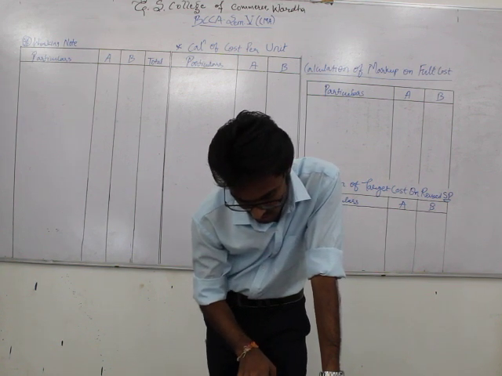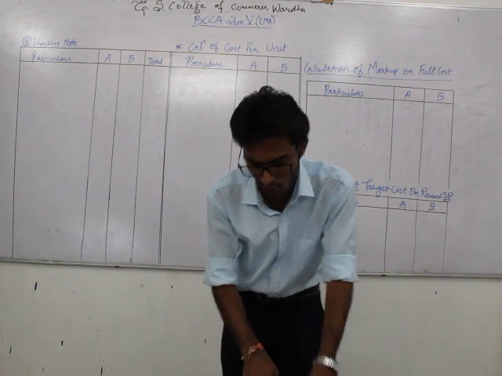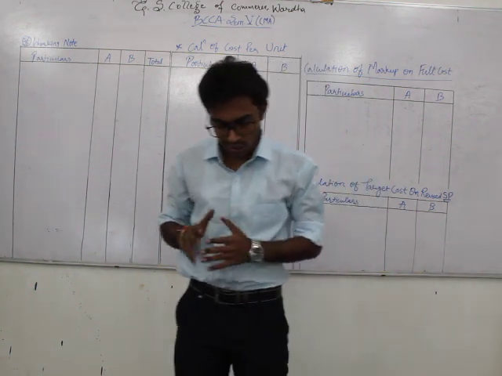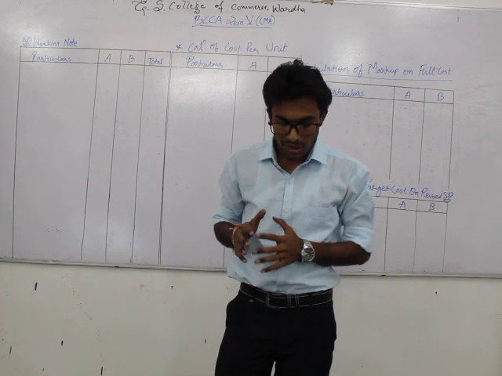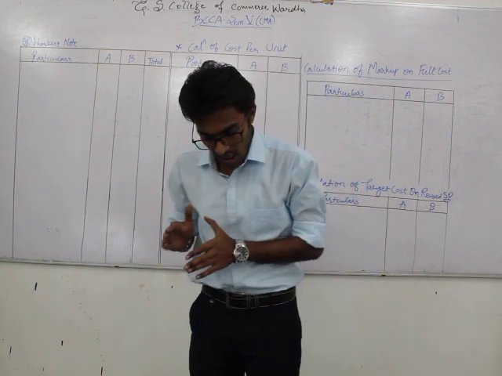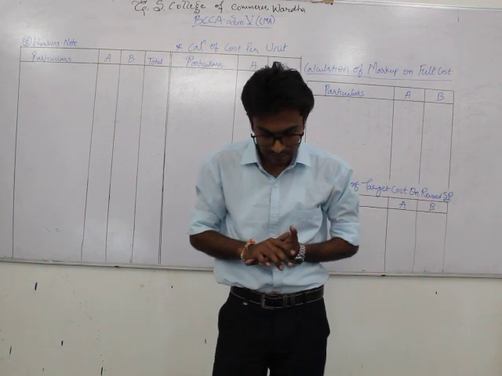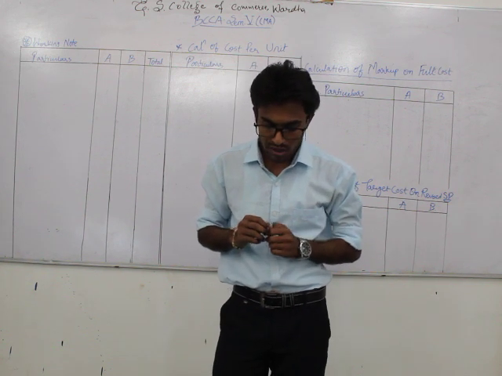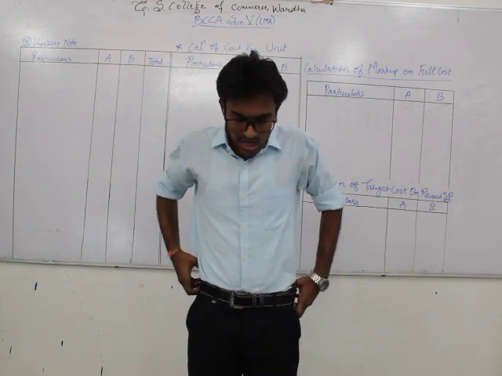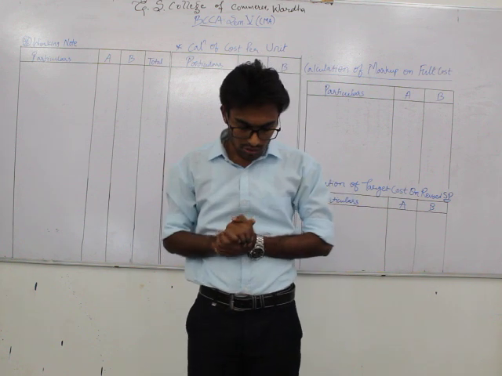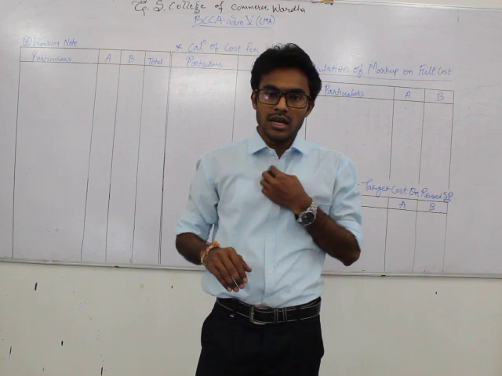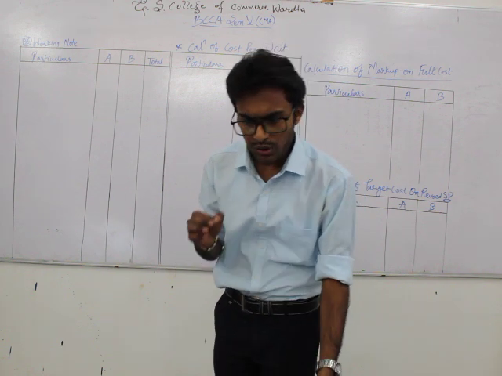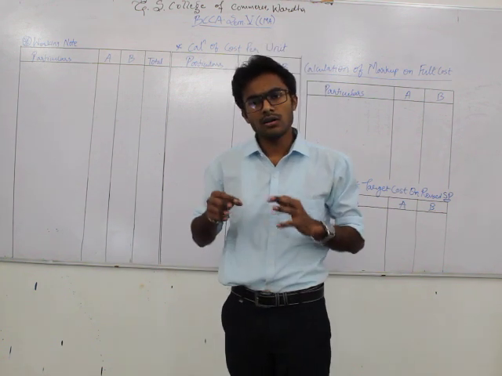Production batch size for component A is 1 lakh and component B is 500. Setup time per batch is 30 hours and 36 hours, and setting time per unit is 6 hours and 9 hours. So this is how we have finished the additional information, and still we are in dilemma what to find in this question.